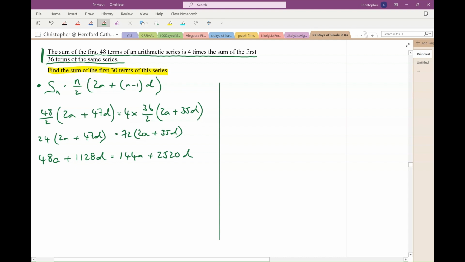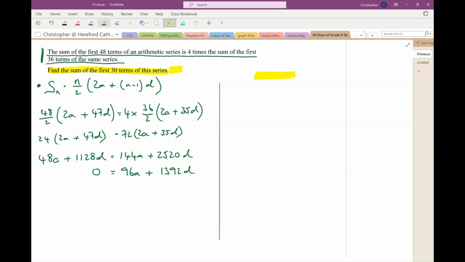I suppose I could stick everything on one side, make it easier. So I'll subtract 48A's from both sides. And I'll subtract 1,128 D's from both sides. There we go. There's an equation with A's and D's. How annoying, though, because I've got two variables there. But there's a secret coming up with this question. Now, let's have a look at this here.